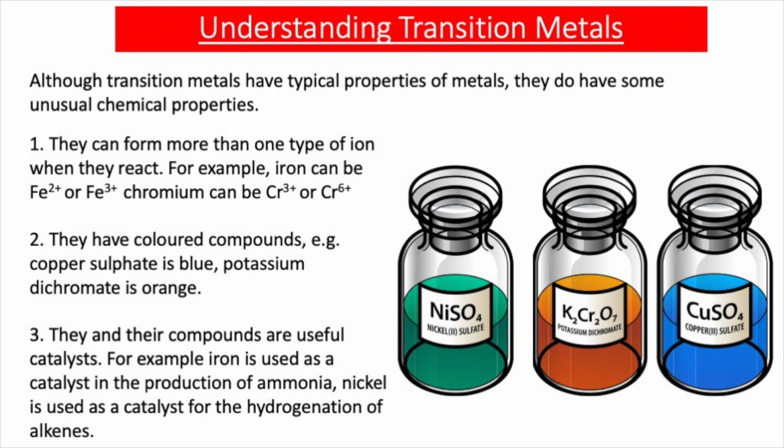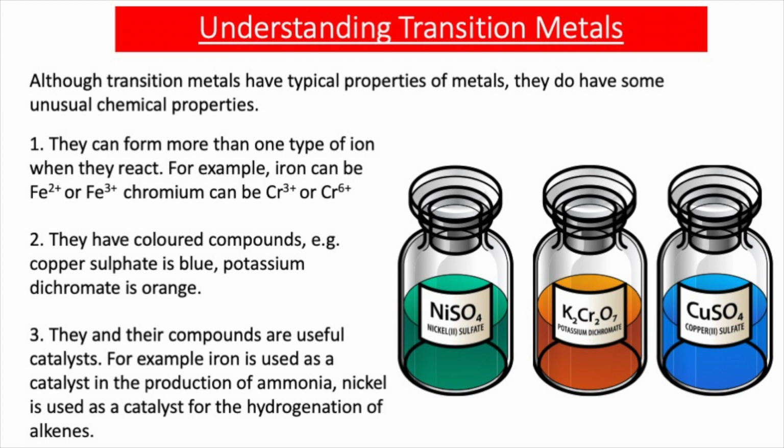Now, other examples of transition metal catalysts include vanadium 5 oxide, which is used in the manufacture of sulfuric acid, and platinum, which is used in catalytic converters, removing harmful products produced in cars.